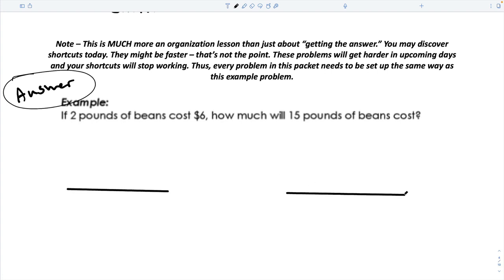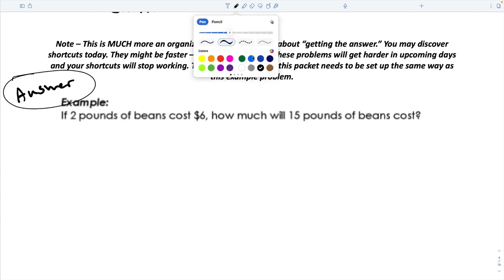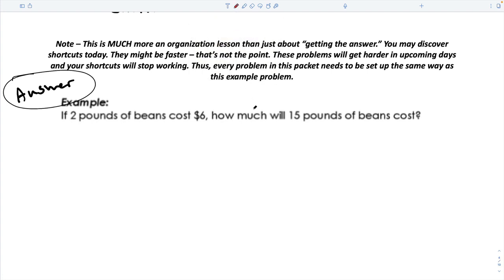Aiden, can you read example number 1? If 2 pounds of beans cost $6, how much will 15 pounds of beans cost? For this problem, you're going to start out by looking for the unknown. It's kind of like a variable, but there's one thing in here I don't know. How much? I know there's 2 pounds for $6. I know I have 15 pounds. What's the thing I'm missing?